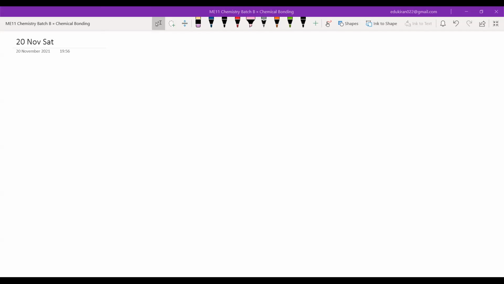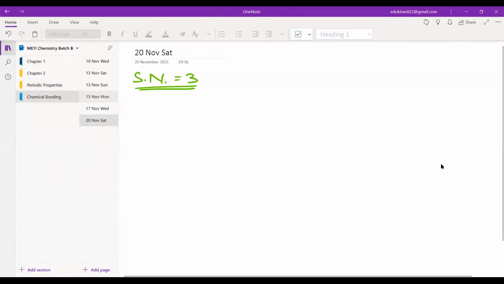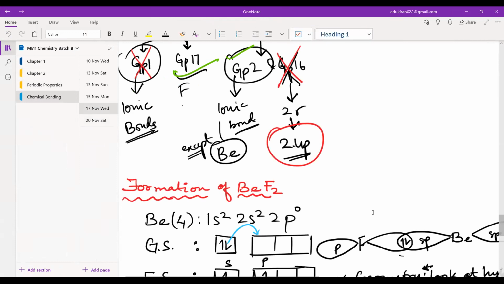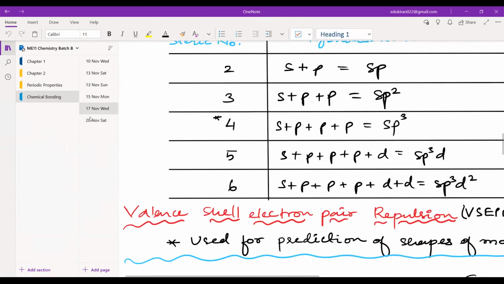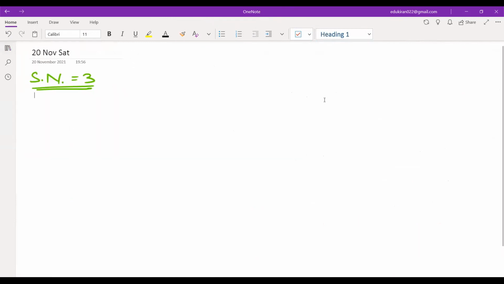Okay, so then we will have formation of BF2, and that was static number what? Static number 2, right? Yes, sir. Okay, so static number 3 now. You have the table, right? You have the table, yes or no? From which you can tell me the hybridization. SP2, correct. Okay, so static number is equal to 3, and if we know the static number, then we can directly tell the hybridization.